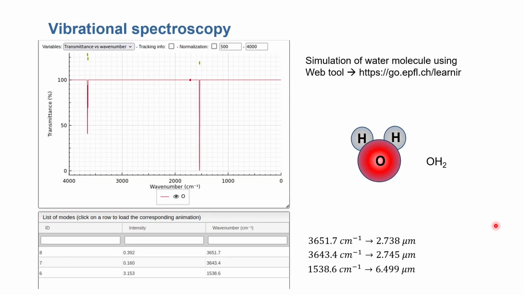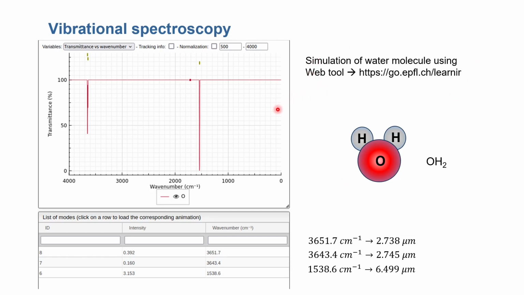In this illustration, we see a water molecule. And you may remember that the water molecule is made out of 1 oxygen atom and 2 hydrogen atoms. The hydrogen atoms are connected with a certain binding energy to the oxygen atom. And the vibrations that are caused by irradiated infrared light can be simulated using an online simulation tool.